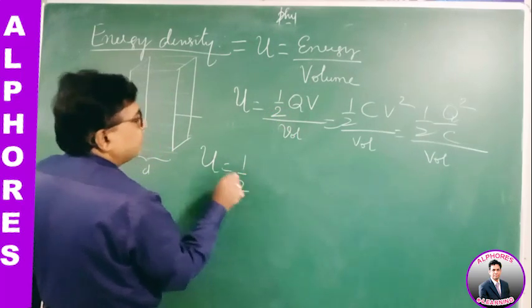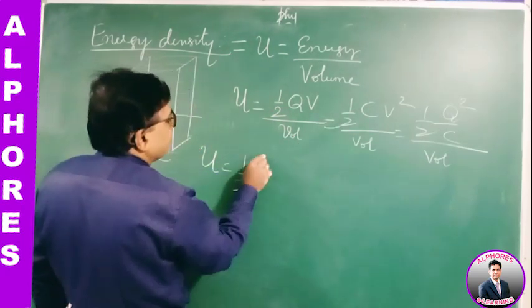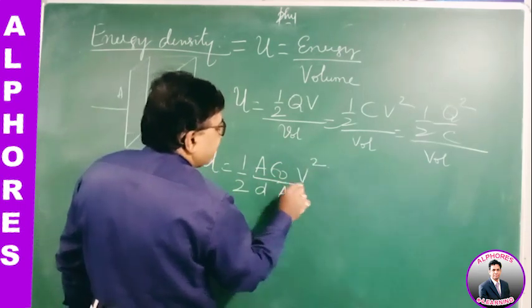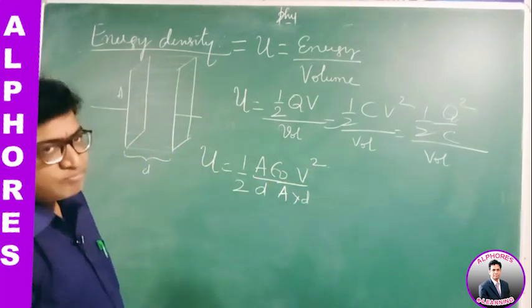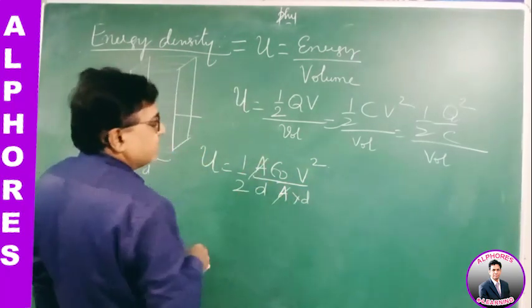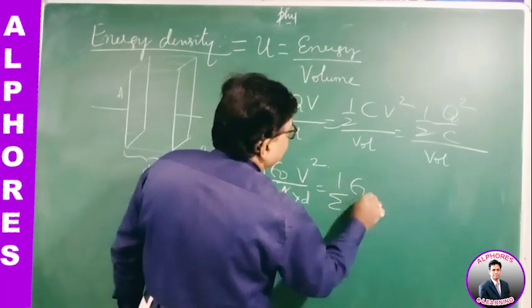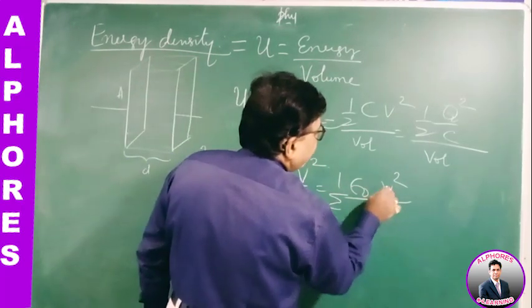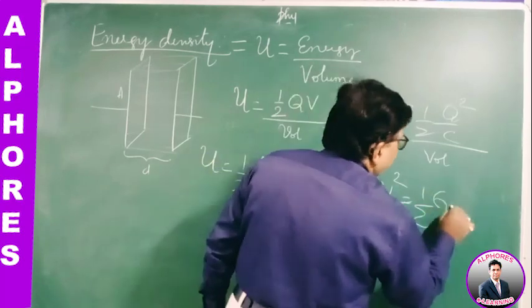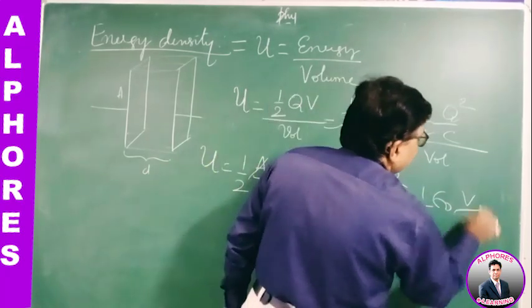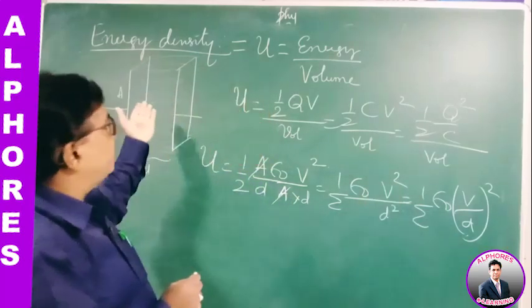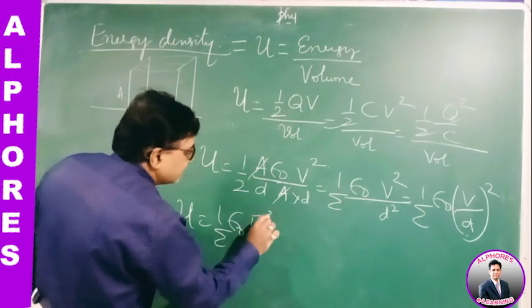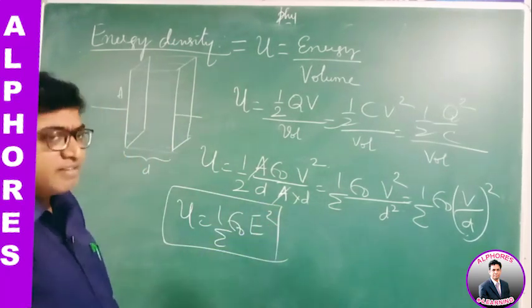Let me write this in terms of capacity. We know capacity is A epsilon naught by D, times V square, and volume is area into D. The area cancels. I can write this as half epsilon naught V square by D square, that is, half epsilon naught V by D whole square. But V by D is the uniform electric field. So the energy density is half epsilon naught E square.